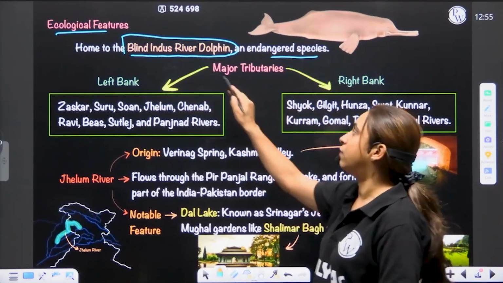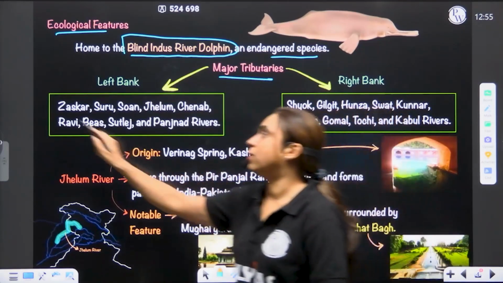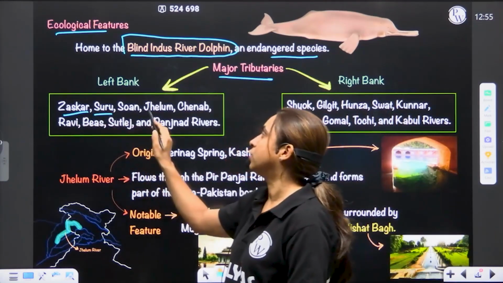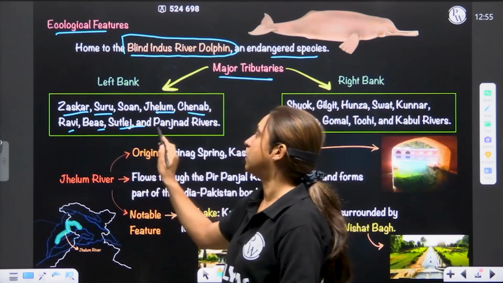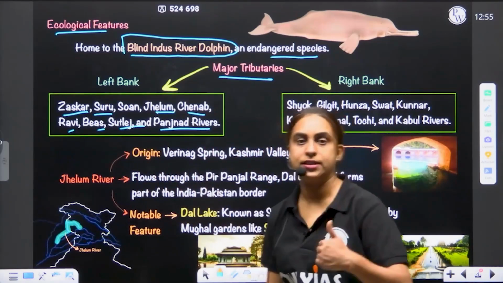I have already covered the major tributaries. We'll just revise. You have Zaskar River, you have Suru River, and on the left bank, you have Jhelum, Chenab, Ravi, Beas, Sutlej, and the Panjnad. On the left hand side, we had seen this.